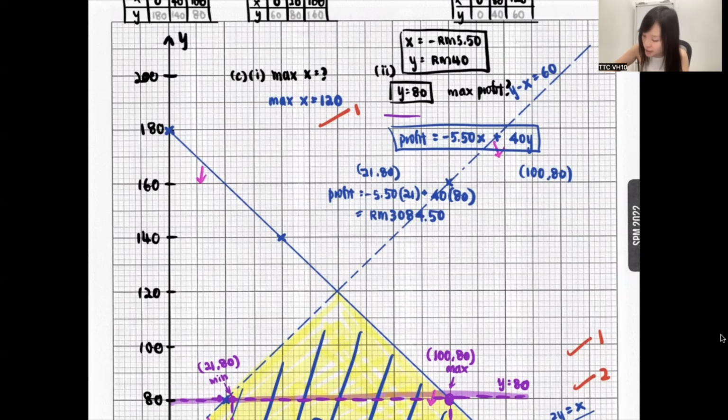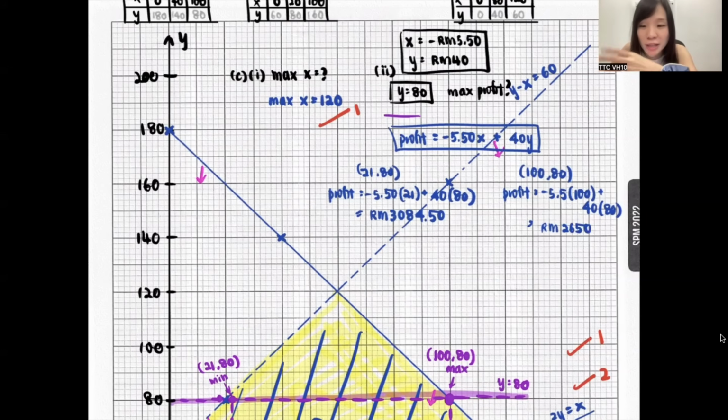Okay, how about another one? Try to sub also. Profit. Negative 5.5 times 100 plus 40 times 80. Wow, lesser money. Sorry, I pressed wrongly. 2,650 ringgit. Do you guys realize, teacher, why that one sells more?